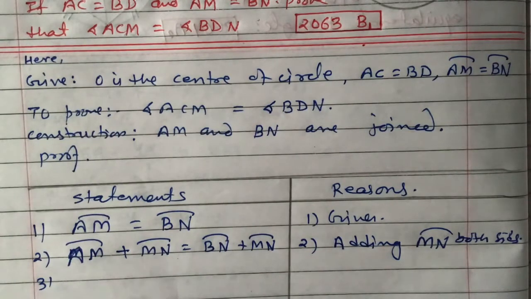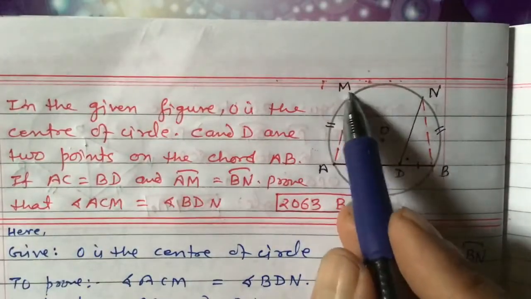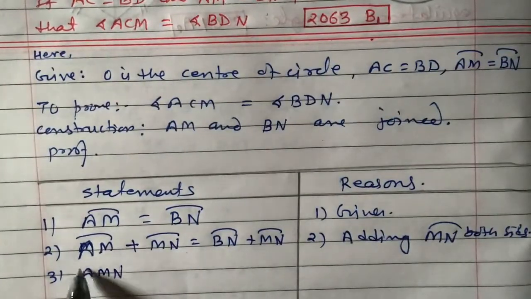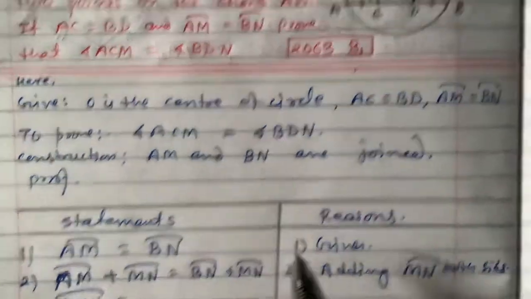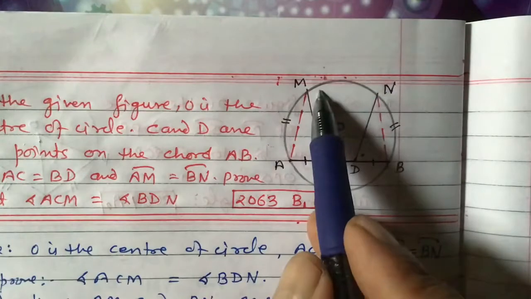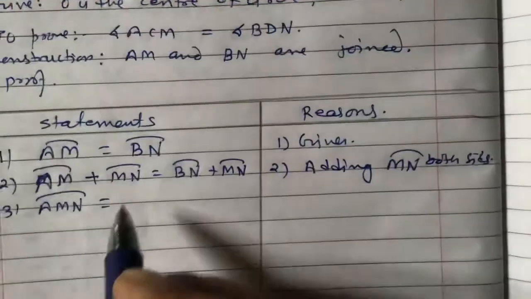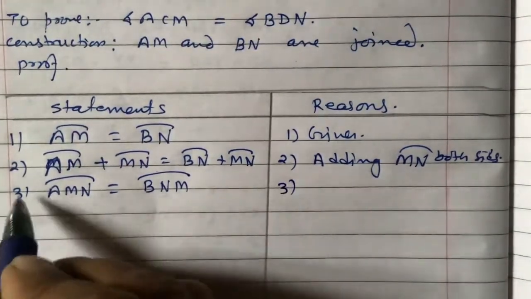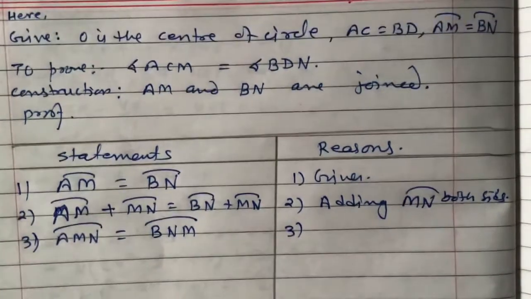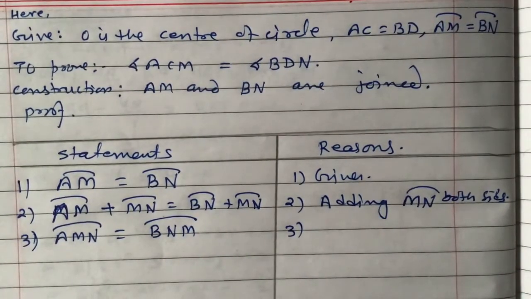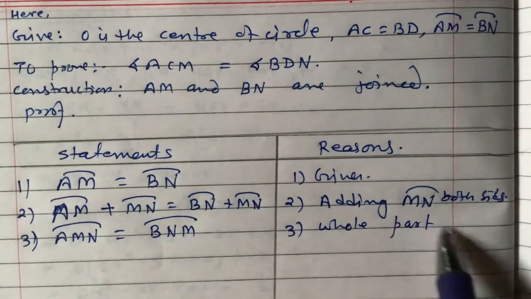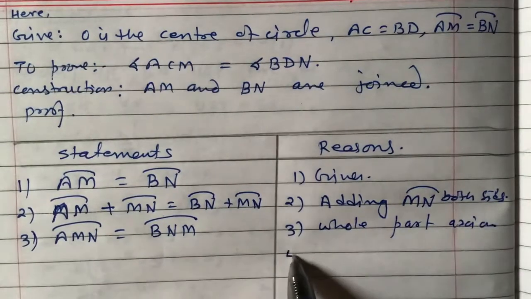In number 3, look at the figure. AM plus MN will be equal to AMN, so arc AMN will be equal to BN plus MN, which is arc BNM. While studying, if you make a figure and look at it alongside this, it will be easy to understand. So this is the whole part axiom.